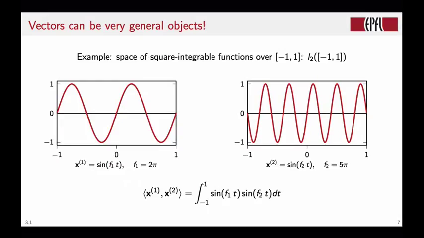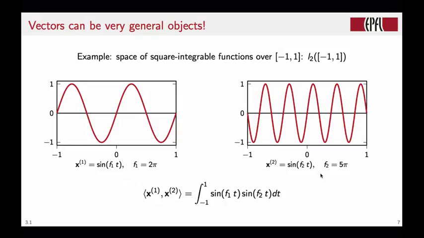So one set of vectors that is interesting is functions over continuous time, like here this sine wave, or another sine wave, for example, over an interval. Here it's the interval -1 to 1. And we can define a space of all the functions over this interval -1 to 1 that have a square integral. So if you square the function and you integrate it over this interval, it's going to be a finite value. And here we have two examples. x1, which is sine of f1 of t, and x2, which is sine of f2 of t.